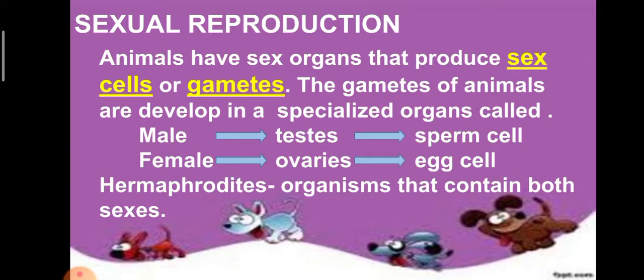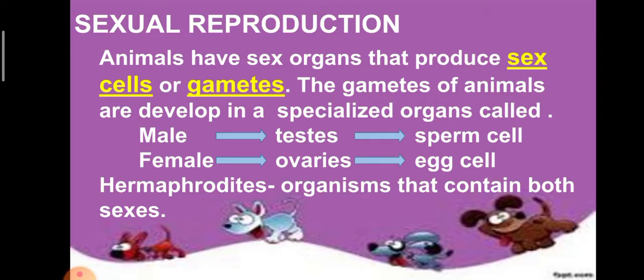Animals have sex organs that produce sex cells or gametes. Sa sexual reproduction, ang animals, katulad ng human being, meron din silang reproductive system na binubuo ng mga reproductive organs. Sa sex organs nila, nagpo-produce din ito ng sex cells or pwede nating sabihin gametes. The gametes of animals are developed in a specialized organ. Sa lalaki, sa male animal, ang tawag doon ay testes na nagpo-produce ng sperm cell. Sa mga female animal naman, ang tawag dito ay ovaries that produce egg cell.